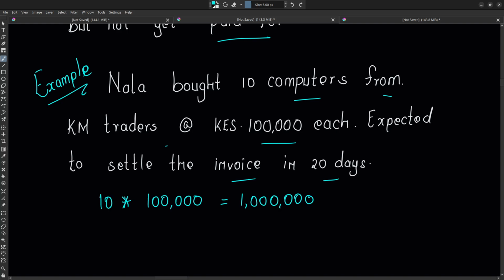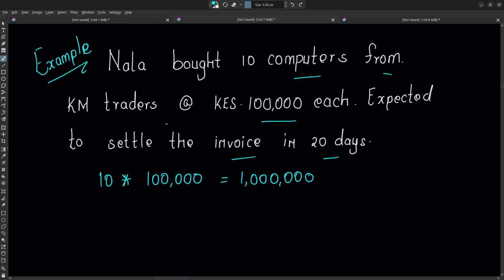So how will they record this the moment they receive? We have been told Nala bought, but we don't know if Nala is buying this to sell. So if Nala is a retailer, then we need to debit inventory. That is, if Nala is buying these computers to go and sell them, that is basically inventory to them. So we are going to record 1 million.